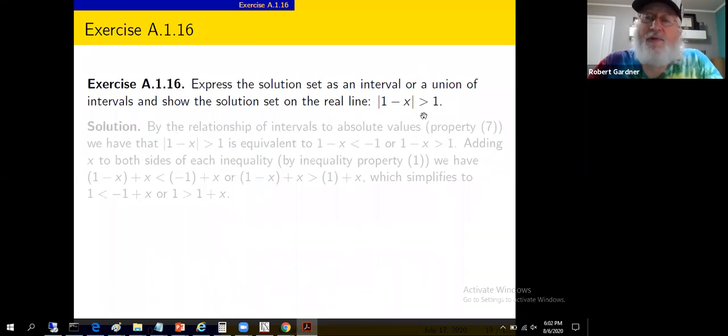Let's do one absolute value greater than. So this one's fundamentally different. We approach these in a somewhat different way. Same question, basically solve for x.